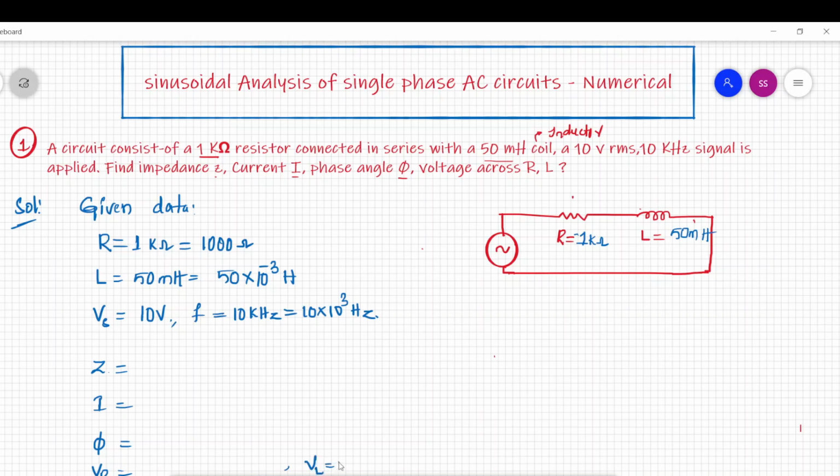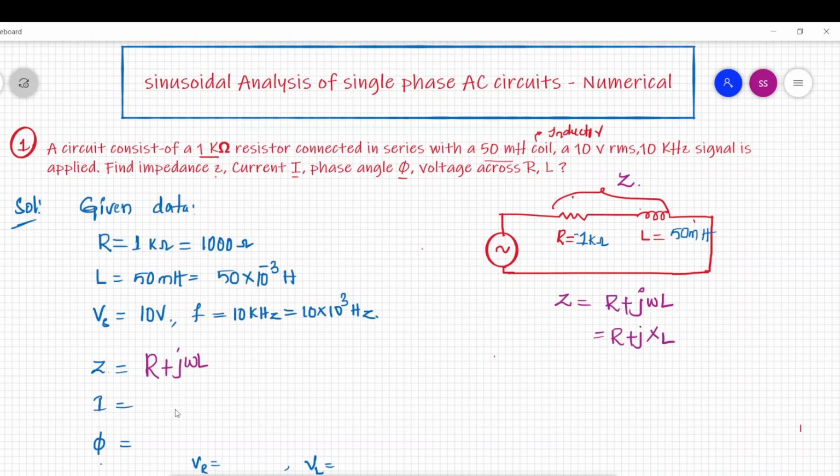So how can we find these? How can you find impedance first? For a series RL network, the impedance Z is R plus j omega L. Actually, it is R plus j XL, where XL is omega L.